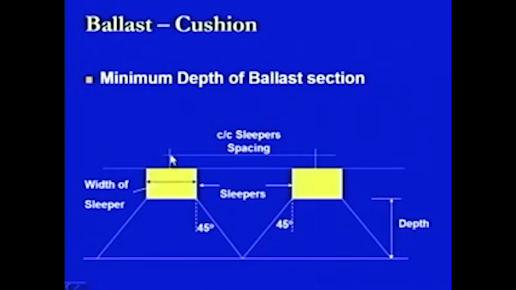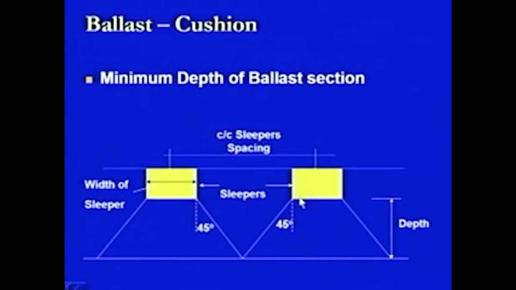Here is the sleeper, and this is the point of application of the load coming at this sleeper, which is generally the center of the sleeper. Therefore, this is the center to center spacing of the sleepers, and this is the clear spacing of the sleepers. The load dispersion is assumed to make an angle of 45 degrees with the vertical. From the edge of the sleeper, this is the width of the sleeper, the load will get distributed at an angle of 45 degrees on this side, and similarly on the other side.